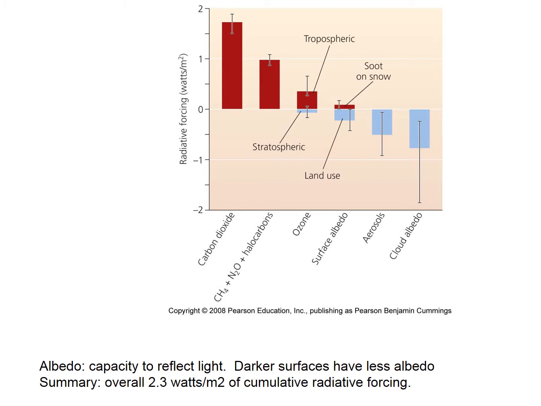So they also reflect incoming radiation, are cooling. So what we want to know is what, again, is the net of all of these different things. And if you look down here, the summary is 2.3 watts per meter squared of cumulative radiative forcing. Again, we're heating the atmosphere.